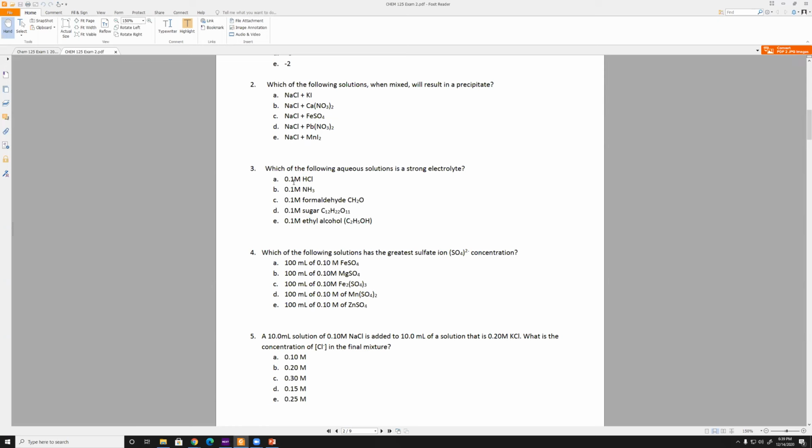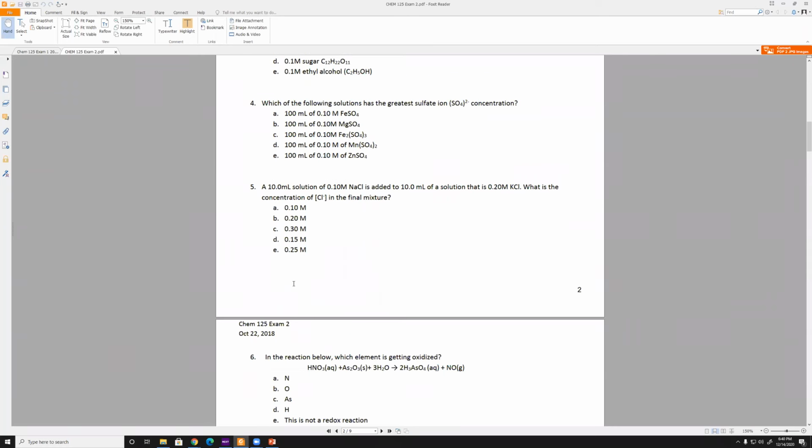All right, which of the following solutions has the greatest sulfate ion concentration? So we're looking at the ions themselves, where in this one they're all the same volume and molarity, so we don't have to worry about that. We just need to look at sulfate ions. So this one has 1, this one has 1, exactly. C has 3 sulfate ions, so C is going to be your answer. Good. Number 5 should be D.